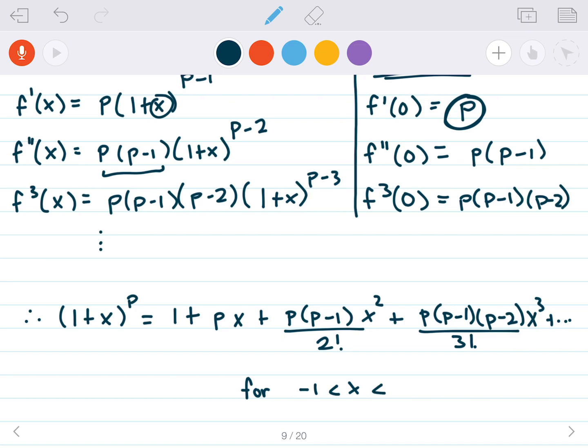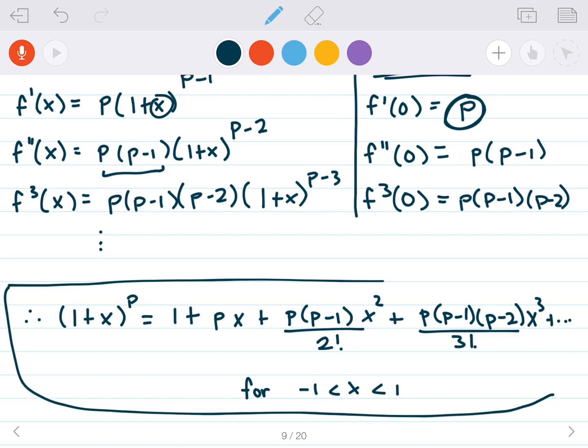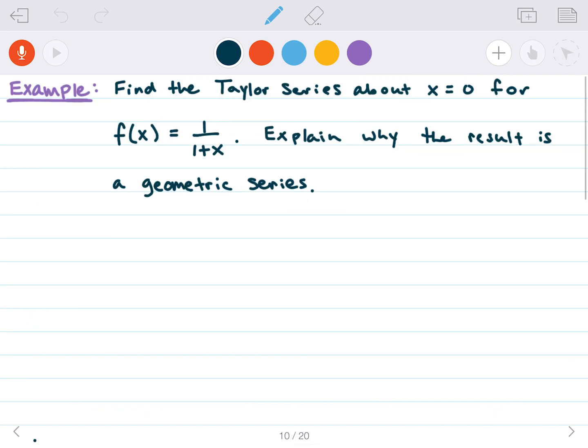and this is valid when x is between 1 and negative 1. All right, so there is a little formula that we're going to be using alongside the sine, cosine, and e to the x expansions. So let's do some examples with this formula. It says, find the Taylor series about x equals 0 for f of x equals 1 over 1 plus x, and explain why the result is a geometric series.